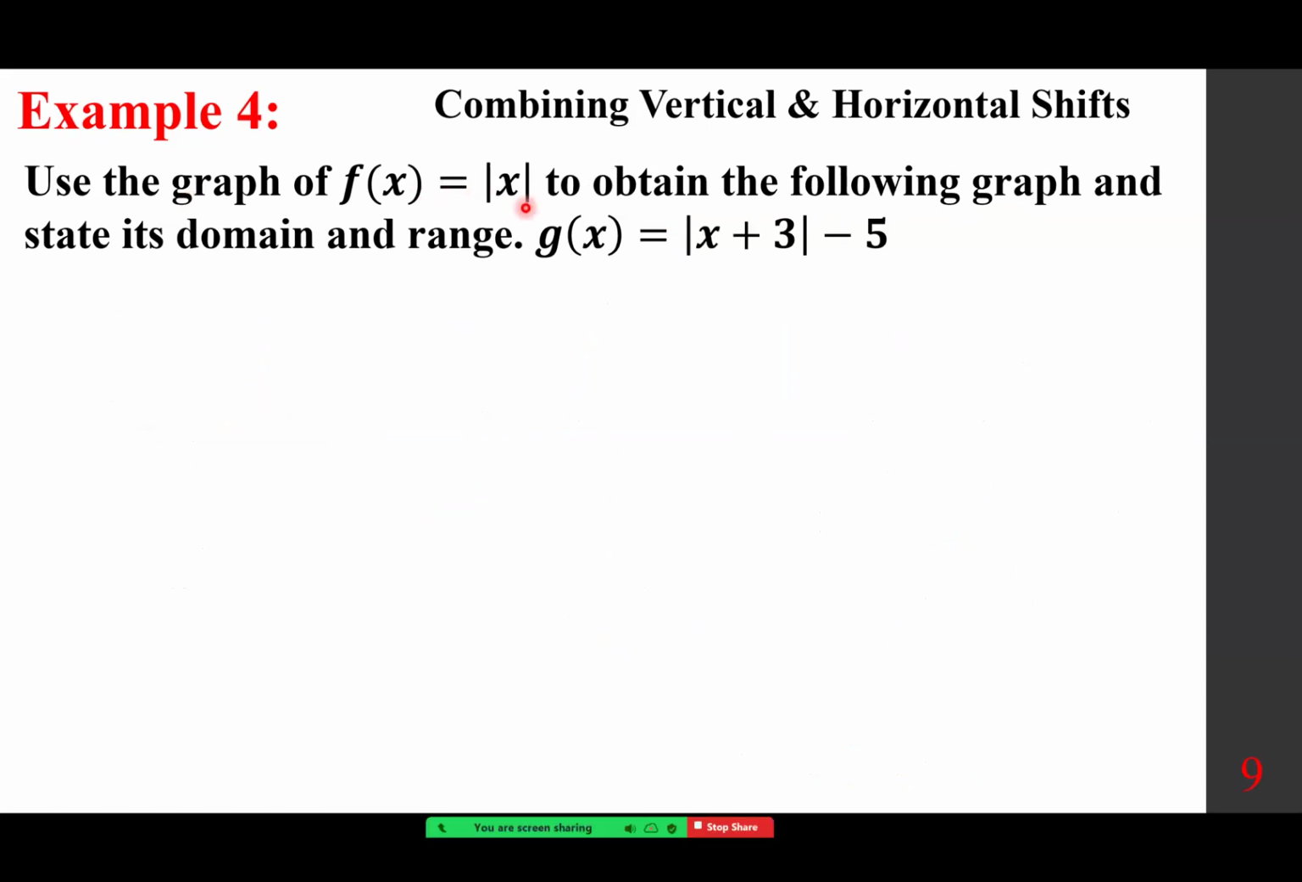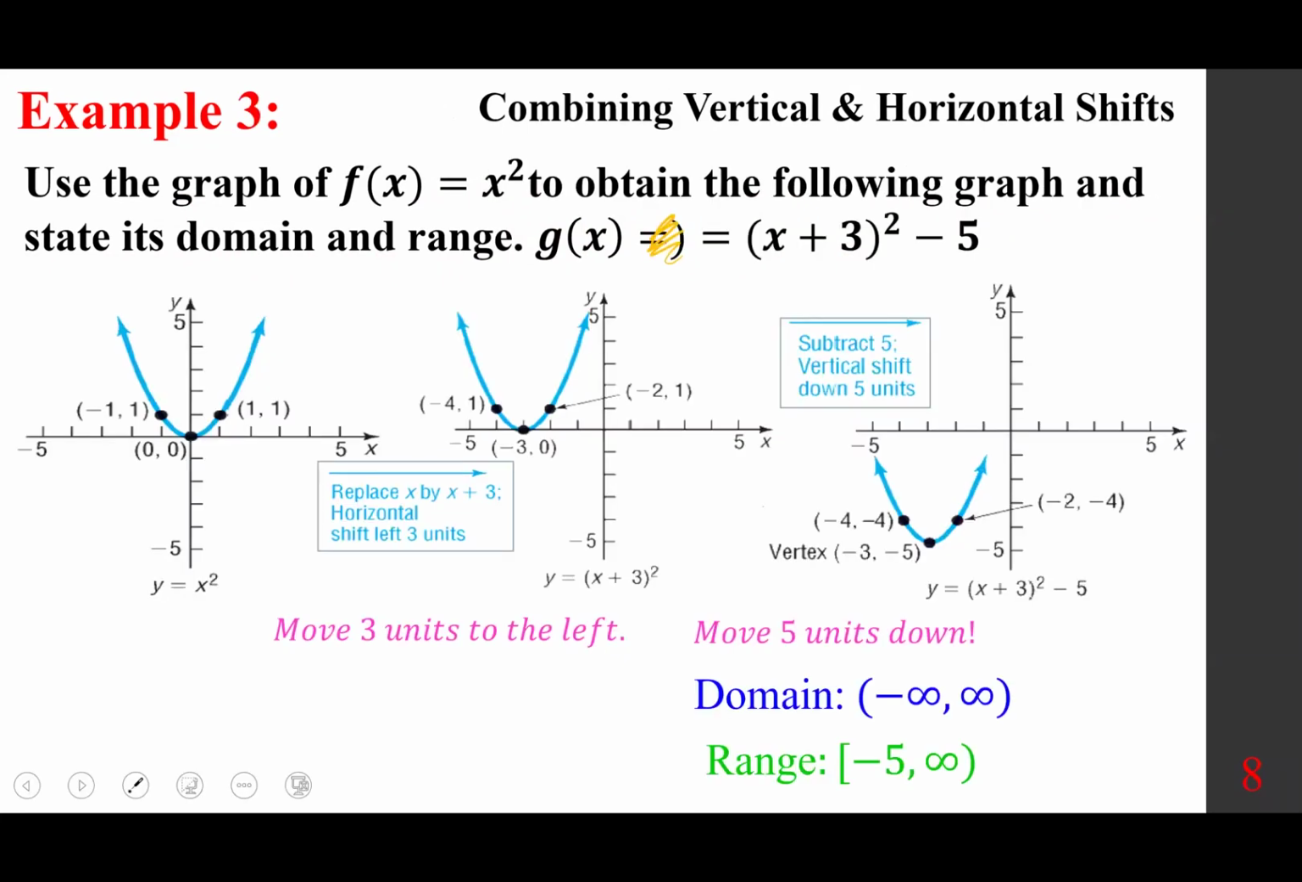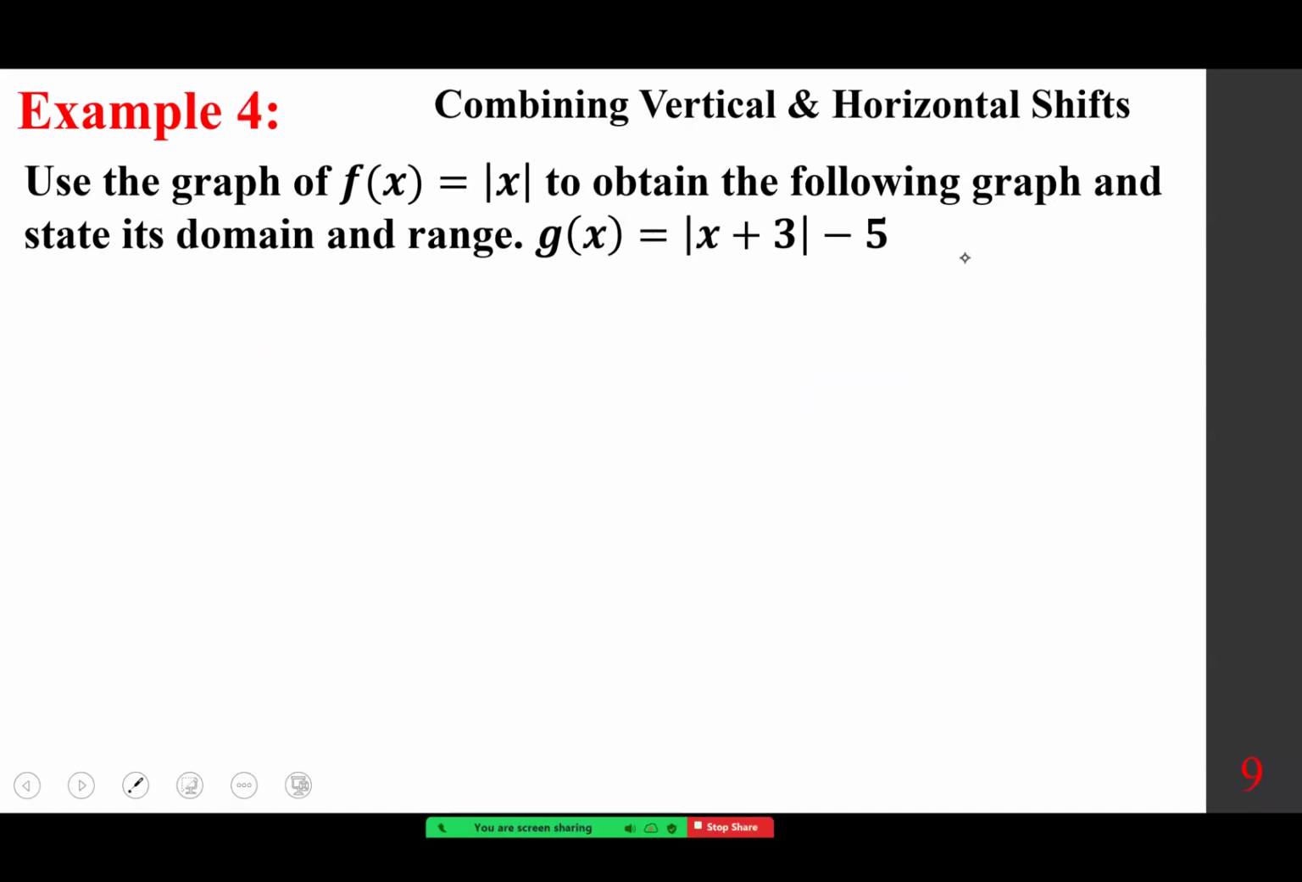Use the graph of f of x equals absolute value of x to obtain the following graph and state its domain and range. G of x equals absolute value of x plus 3 minus 5. I want to quickly remind you that this is very similar to the previous example. We had plus 3 minus 5, the same thing here. So in a matter of comparison, we have the same type of transformation.